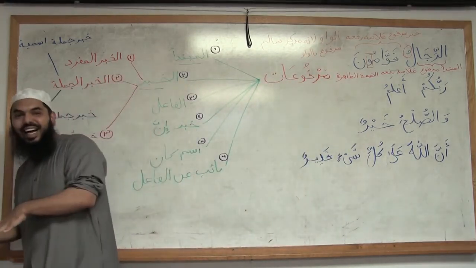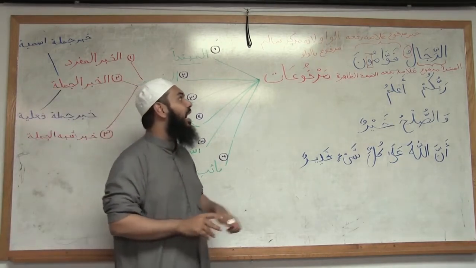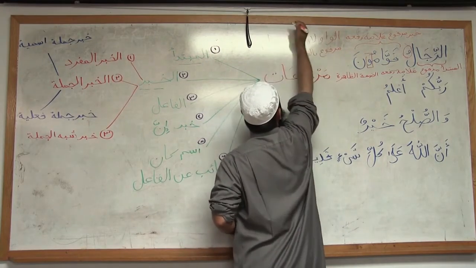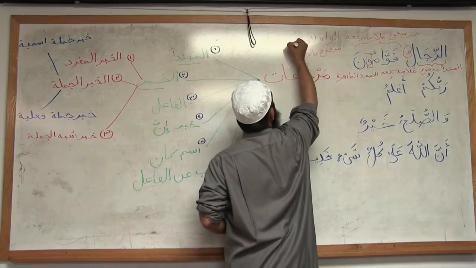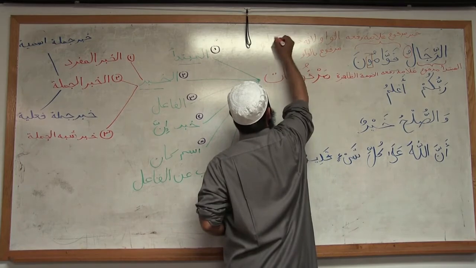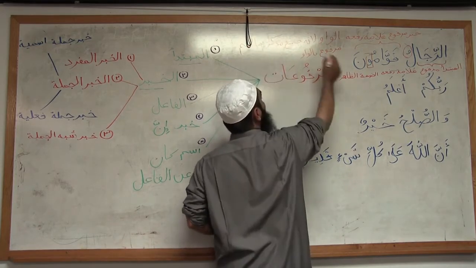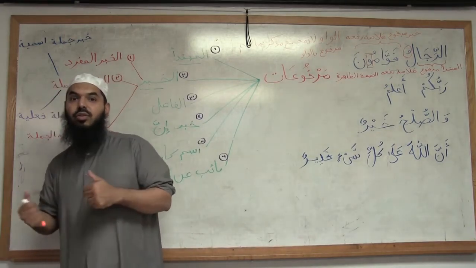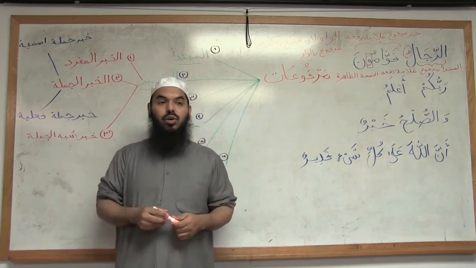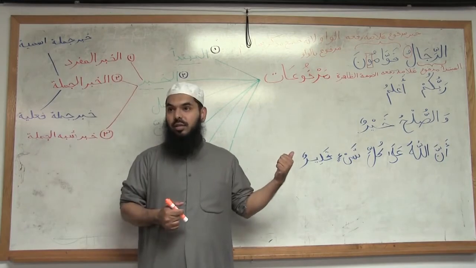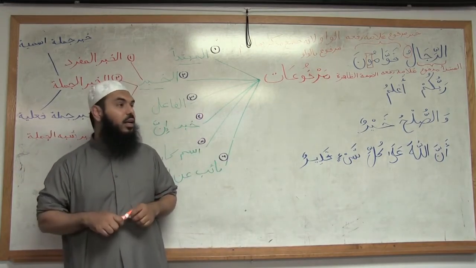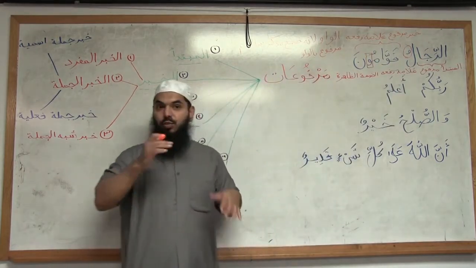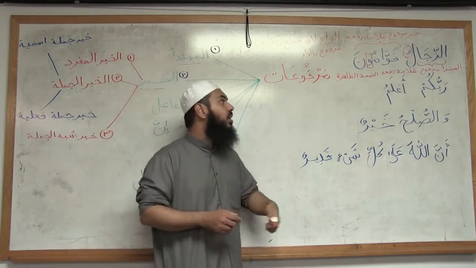As we studied in the earlier classes, not in this class, so all you new students, you're off the hook. But as we studied jam' mudhakkar salim, when you have jam' mudhakkar salim, then it's marfu' bil waw. This waw tells you it's marfu'. Like when you see muslimoon and then you see muslimin. If it was marfu', it would be muslimoon. If it was majroor, it would be muslimin. So the waw is not the only thing that shows raf'. The dhamma is not the only thing. I'm only introducing you to this. We're going to hit this hard. But the more advanced students should already know this, especially if you were in my old class.